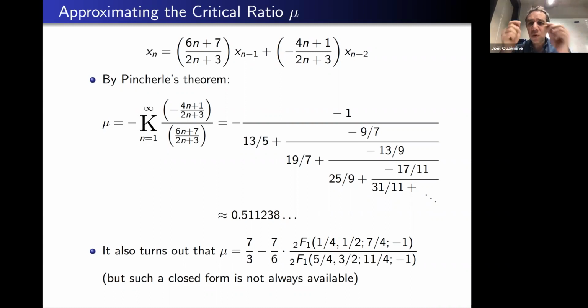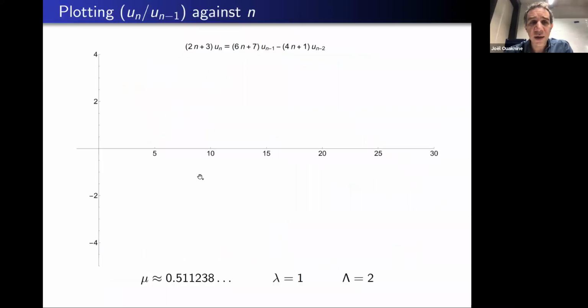So if I give you two values, two terms, u minus 1 and u0, and ask you whether the ratio equals the critical ratio, you don't have a means to do this, at least not from this continued fraction expression, or at least nobody knows how to do that. So how might we proceed? Well, first of all, let me just plot the ratio of consecutive terms, u_n over u_(n-1), against n, just to see what we're dealing with.